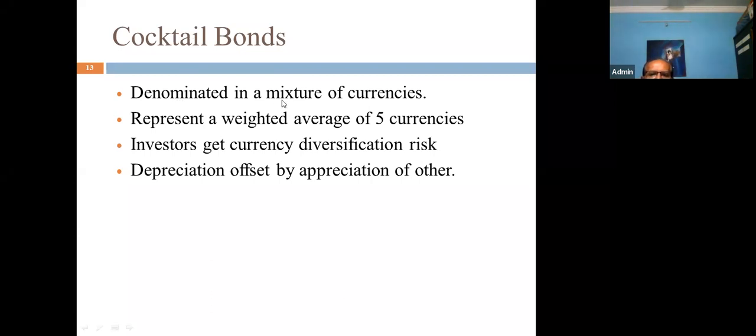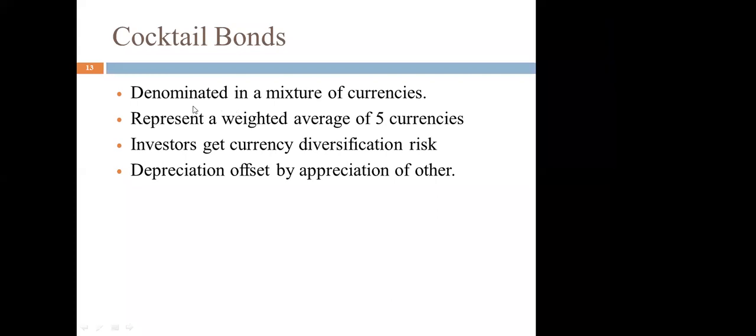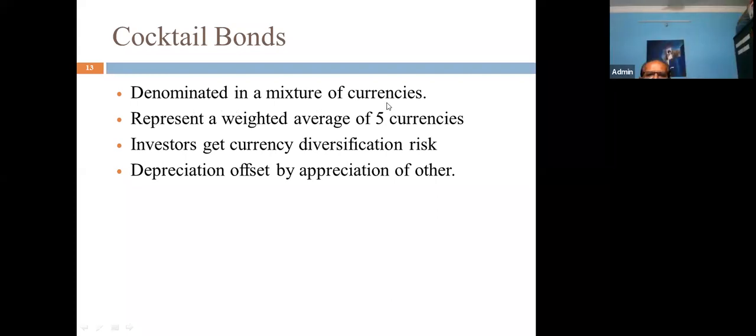So this is the meaning of this first line. Followed? Understood? Yes, denominated in a mixture of currencies. Three or four different currencies are involved in one bond. Then it represents a weighted average of five currencies. Now, since it is a cocktail, how do we get its value? Because every currency has a different value. Am I correct?